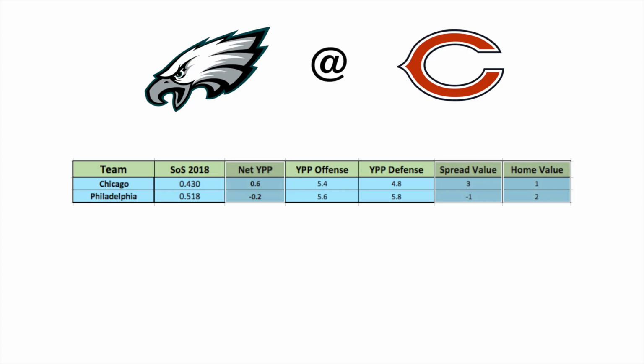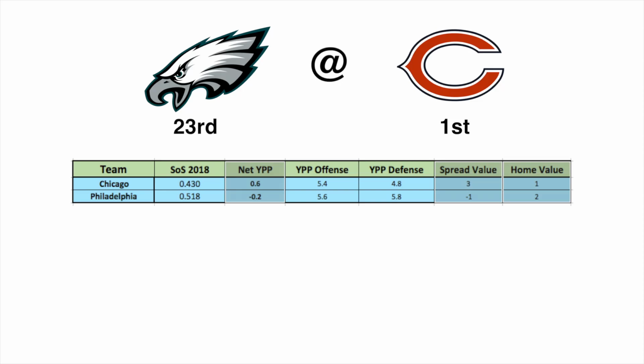When you look at Chicago, they have had by far the easiest schedule of anyone, and they are top in yards per play. So one thing to take into account when you are looking at these teams is, did they achieve that level of success against good teams or bad teams?